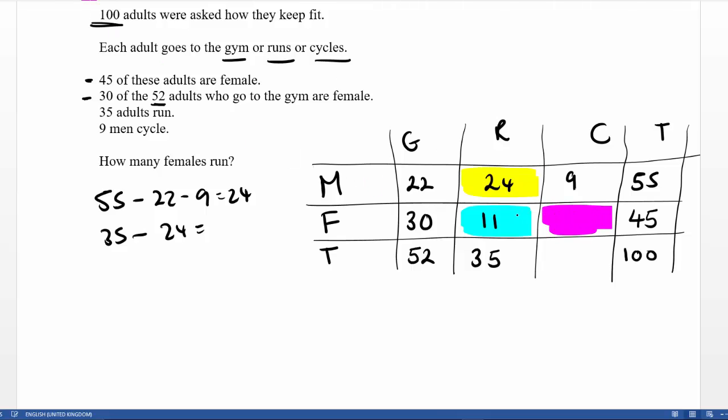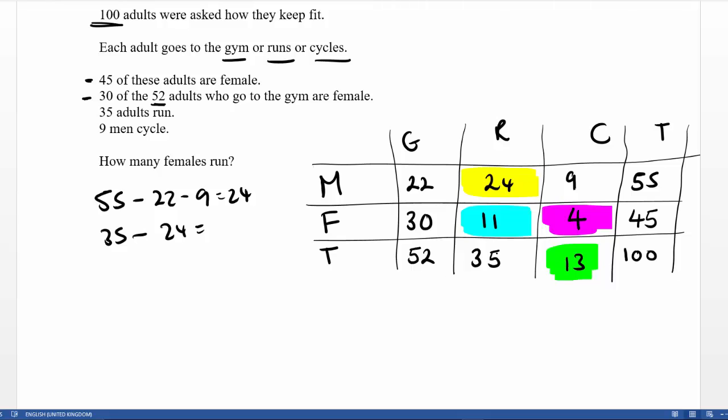Okay? What we've got, it says here, we want to find out if you're a female and you cycle. I know if I did 30, add 11, that's going to give me 41. If the total is 45, I know that we're going to have 4 here. Right? And our final one, we'll just put it here. Okay. 9 add 4 is going to be 13.